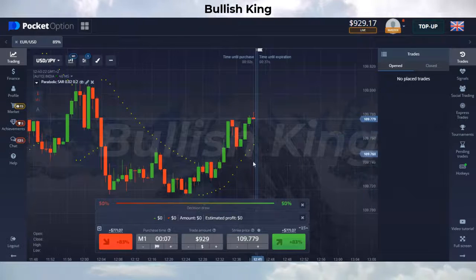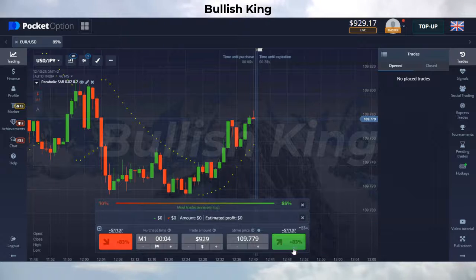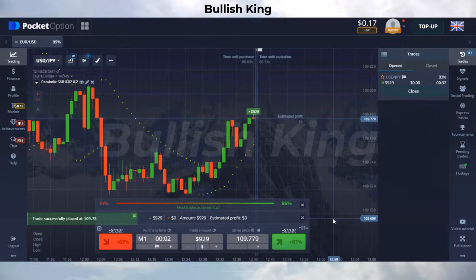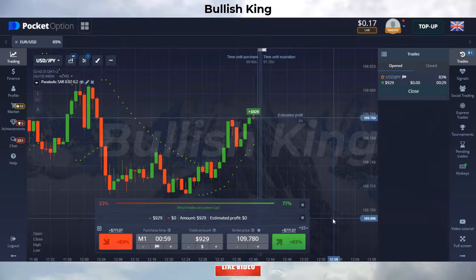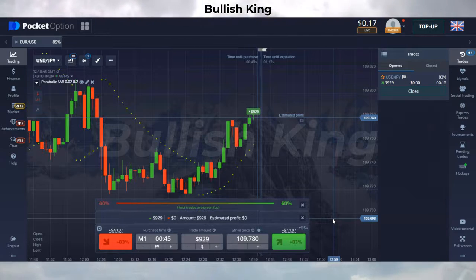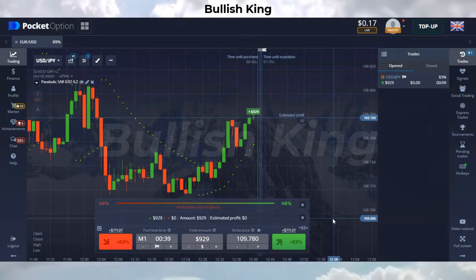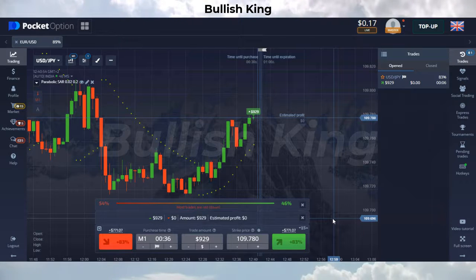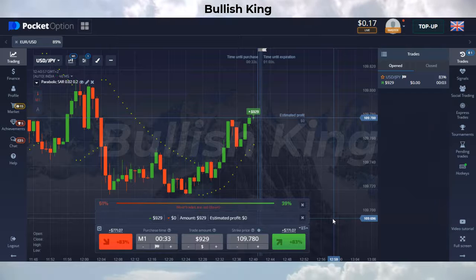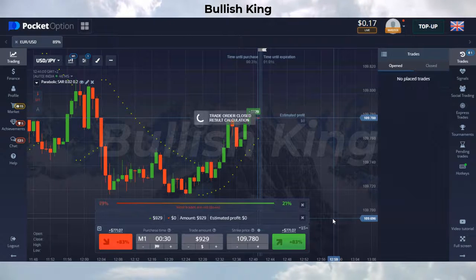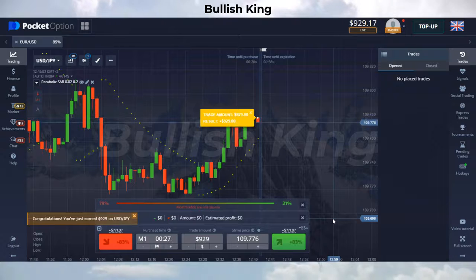We open USD/JPY asset. At this point, you will see that trader sentiment is above 50% up and the Parabolic SAR indicator shows uptrend too. So here we place a buy trade. No profit, no loss.